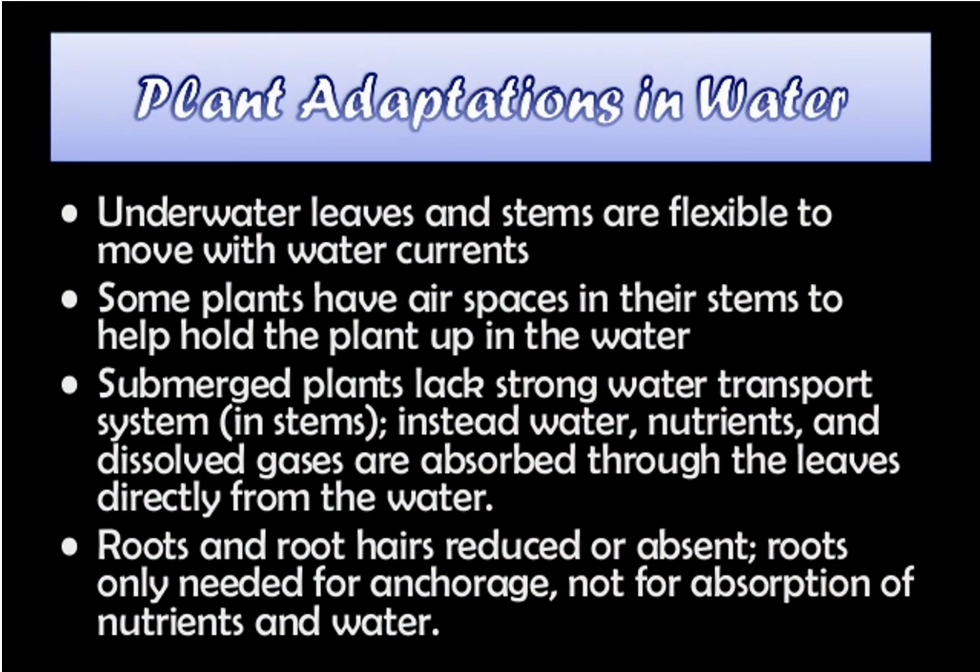Here are some more plant adaptations in water. Underwater leaves and stems are flexible to move with water currents. Some plants have air spaces in their stems to help hold the plant up in the water. Submerged plants lack a strong water transport system. Instead, water, nutrients, and dissolved gases are absorbed through the leaves directly from the water.